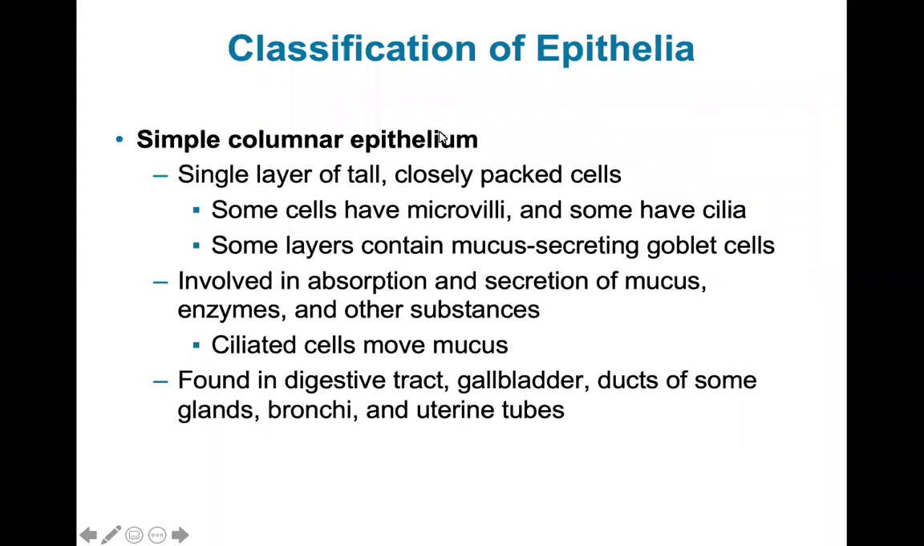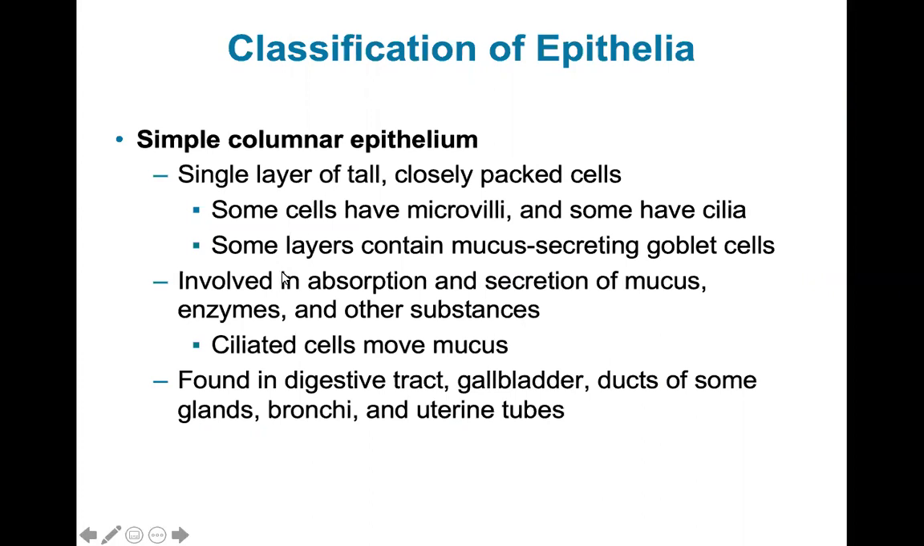Simple columnar epithelium. This is a single layer of tall, closely packed cells. Some cells will have microvilli and some cells will have cilia. Some layers will contain mucus secreting goblet cells. So anytime you see the word goblet cells, that means it's a cell that will actually secrete mucus.